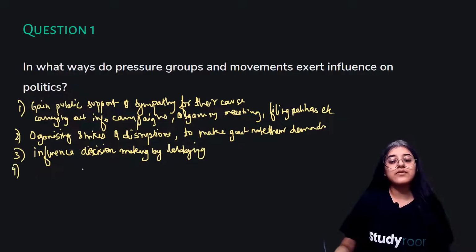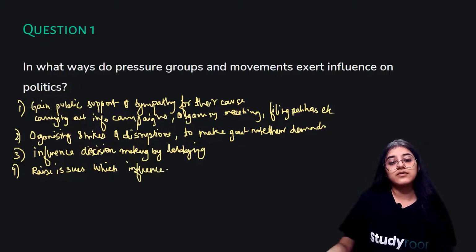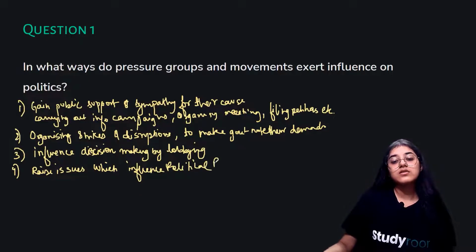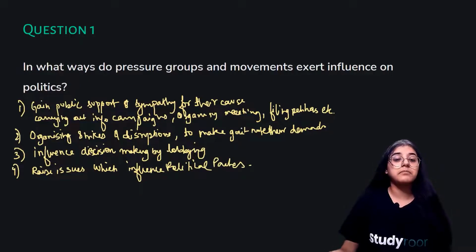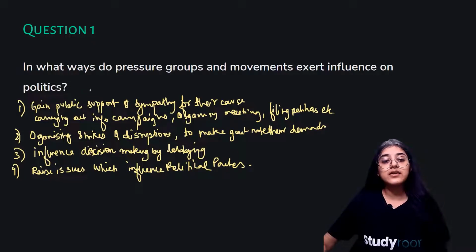And number 4 that we have is that the issues raised by them often influence the policies of the political parties. So we have many ways. Out of those, 4 ways are: they gain public support and sympathy for their cause, carrying out information campaigns, organizing meetings, filing petitions, etc.; organizing strikes and disruptions to make the government note their demands; influencing decision making by lobbying; and raising issues which influence the political parties.